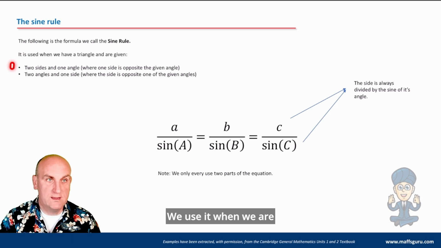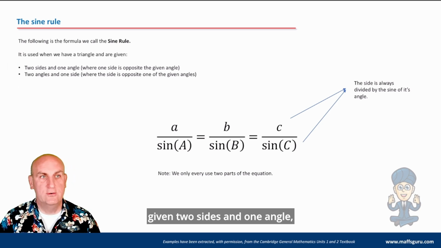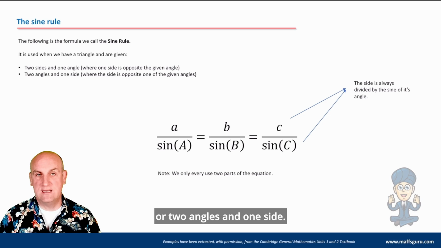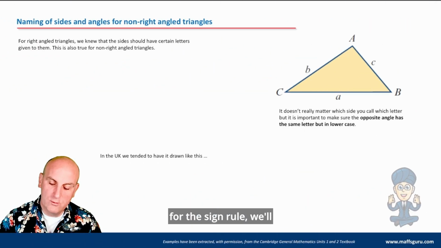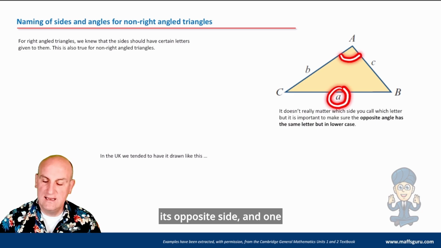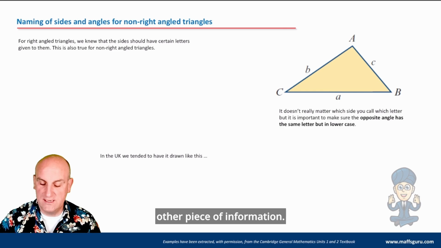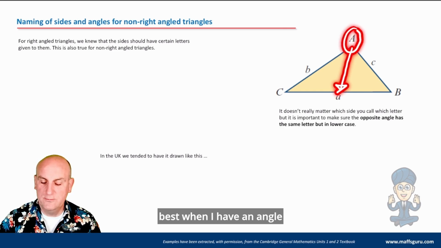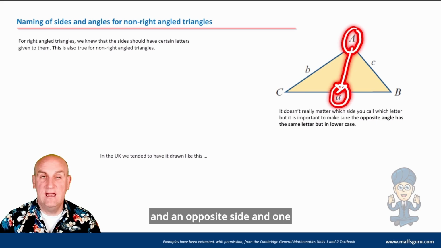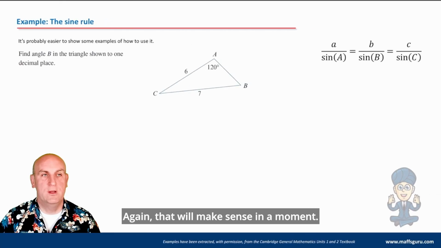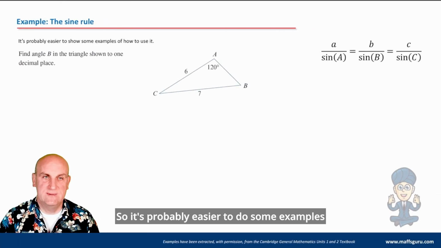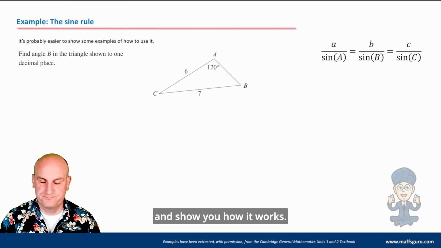We use it when we are given two sides and one angle, or two angles and one side. Now, generally speaking, for the sine rule, we'll always be given an angle, its opposite side, and one other piece of information. The sine rule works best when I have an angle and an opposite side and one other piece of information. Again, that'll make sense in a moment. So it's probably easier to do some examples and show you how it works.